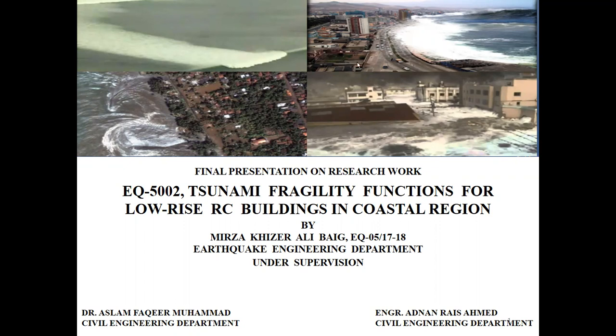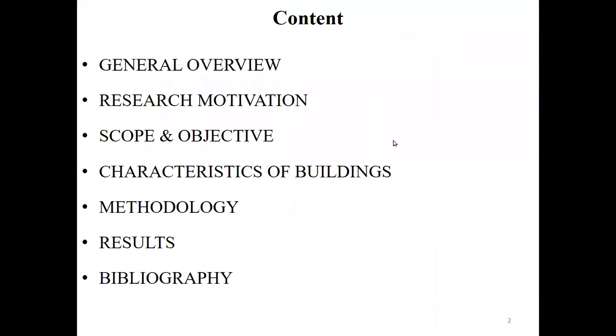My research work presentation is divided into three main sections. In section 1, I'll be sharing a general overview and research motivation through the surveyed literature, which enables deciding the scope and objective of my research work. In section 2, I'll be sharing the characteristics of the selected buildings for my research work along with the methodology I adopted for them. In section 3, I'll be showing the results which I have concluded from my research work.